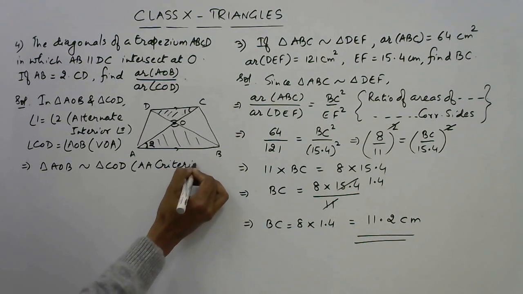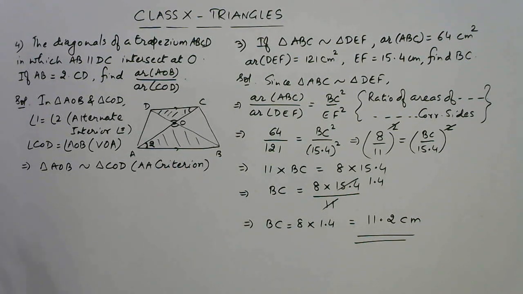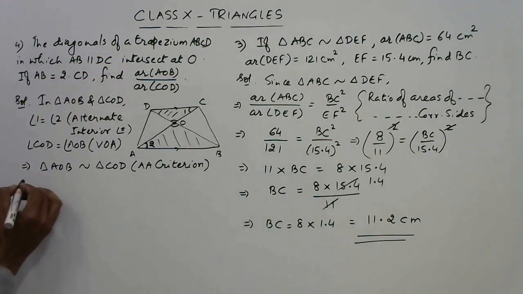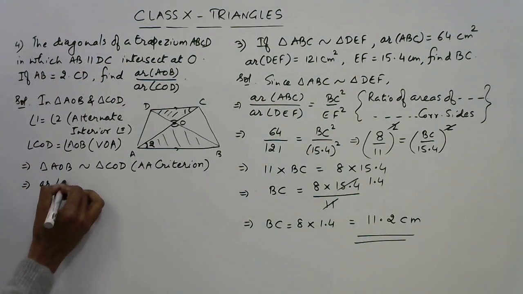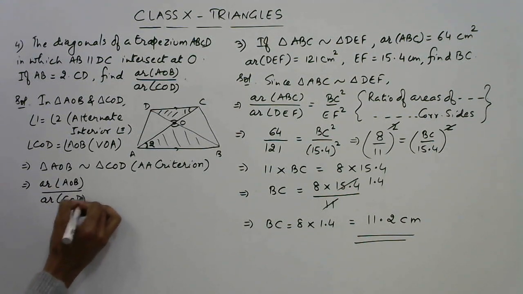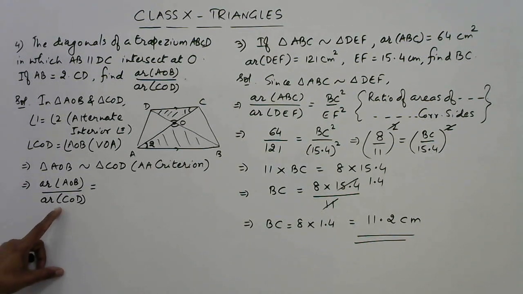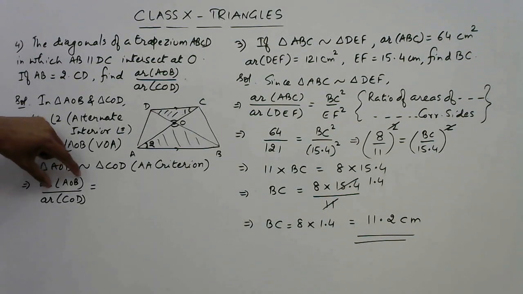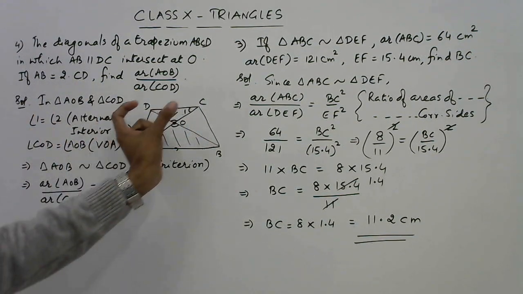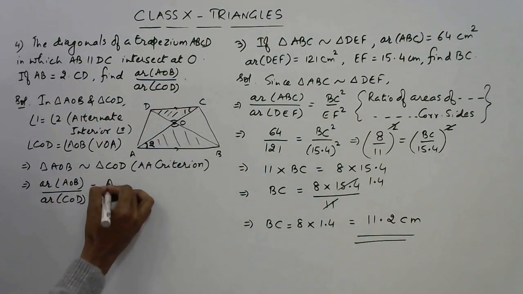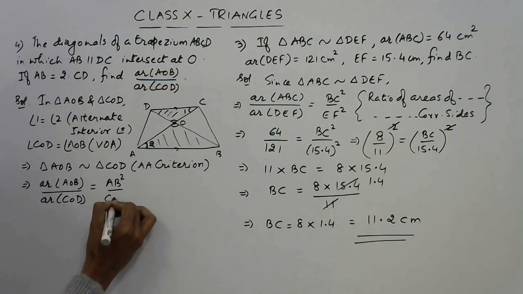And once you approach similarity, then you can find the ratio of the areas of the two triangles. That implies the ratio of area of AOB and area of COD will be equal to squares of their corresponding sides. And now which sides will I use? I will use the sides which are given here. For triangle AOB, I will use AB because AB is mentioned here. For triangle COD, I will use CD because CD is mentioned here. So here we have AB square upon CD square.